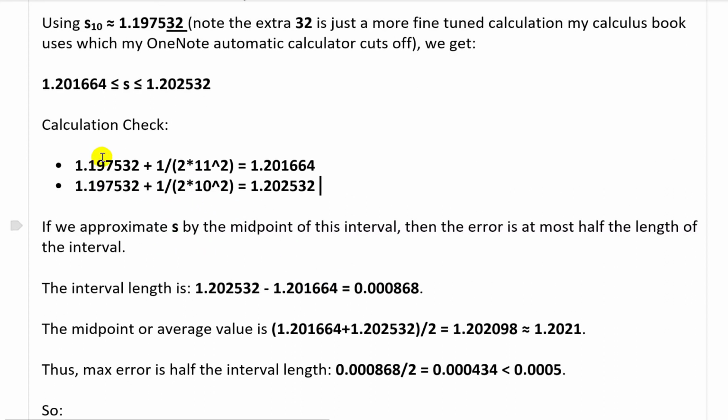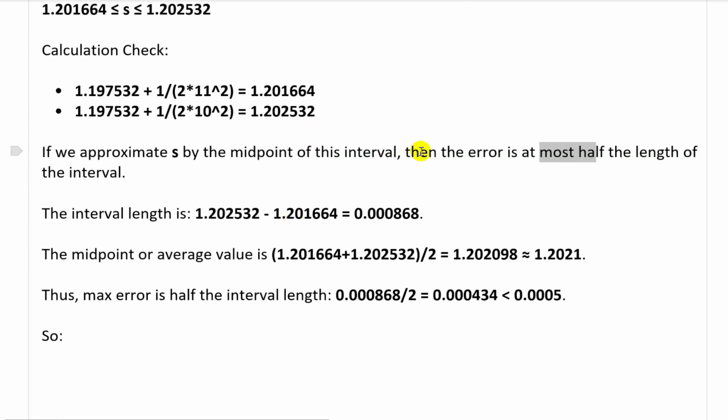So going further, if we approximate S by the midpoint of this interval, these are the limits. So this is the lower bound, that's the upper bound. Let's just take the midpoint or the average. Then the error is at most half the length of the interval. The full interval is the full error possibility, but if we go exactly in the middle, we're going to have an error of at most half, because it could be at the lower bound or the upper bound.